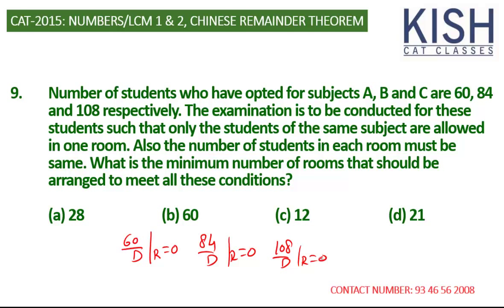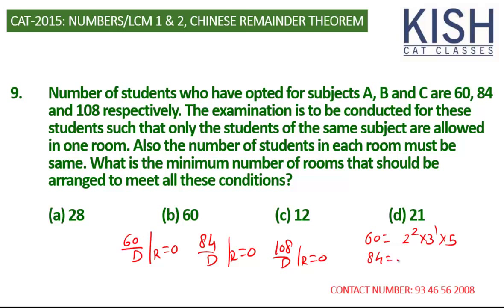Now what should we do? D is a number that divides 60, 84 and 108 completely. If D is a number that divides 3 numbers completely, D must be the HCF of the numbers. Highest common factor. So what is this one? By calculation we can say 60 is nothing but 5 into 12. 12 is nothing but 4 into 3. That's going to be 2 power 2 into 3 power 1 into 5.